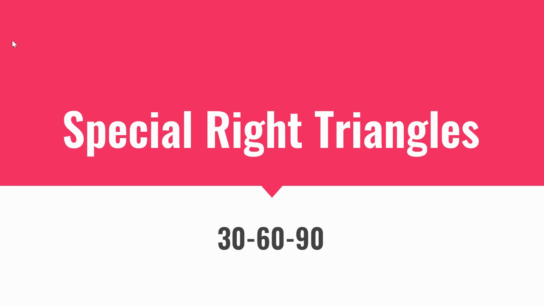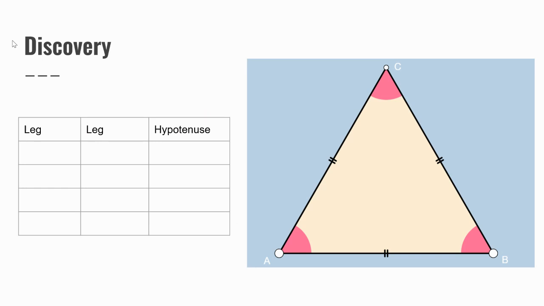Okay, ladies and gentlemen, today we're going to be learning about another set of special right triangles, the 30, 60, 90. So for this one, we're going to start off with an equilateral triangle. So in an equilateral triangle, you know that all the sides are congruent and each angle then is 60 degrees. And in order to create our 90-degree triangle, we're going to drop an altitude from that angle.